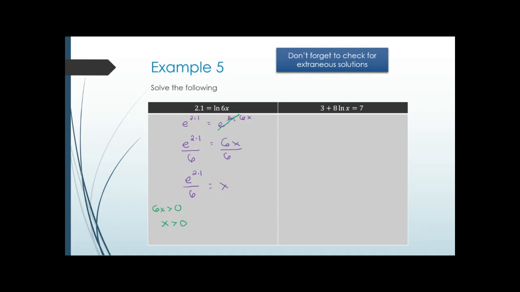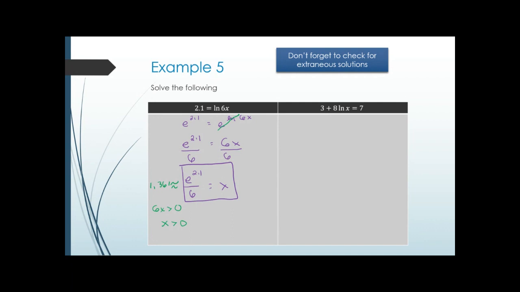e to the 2.1 over 6, that is positive, because e will always get us positives. And you can verify that on your calculator. You can actually find the decimal, e to 2.1, divide by 6. We can find the decimal approximation there. That is about 1.361. So that's positive. So that's greater than 0. So we don't have any extraneous solutions. This is our solution. e to the 2.1 over 6, or if you prefer, you can round it.